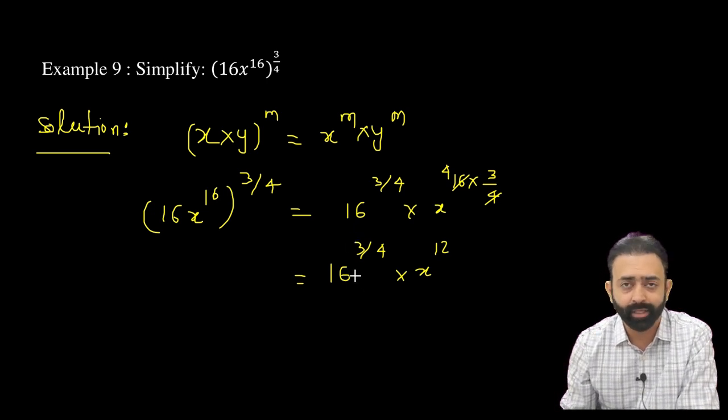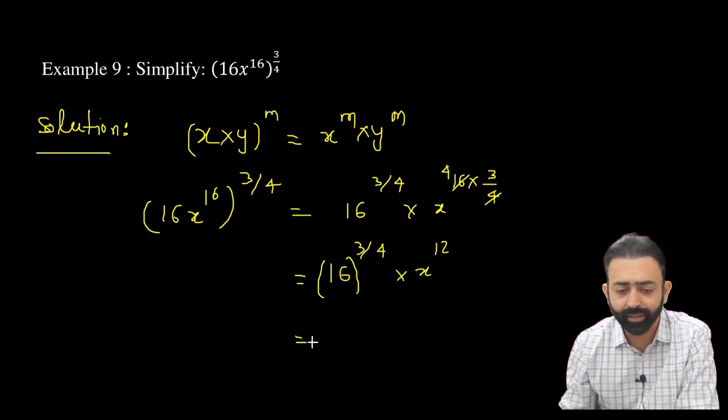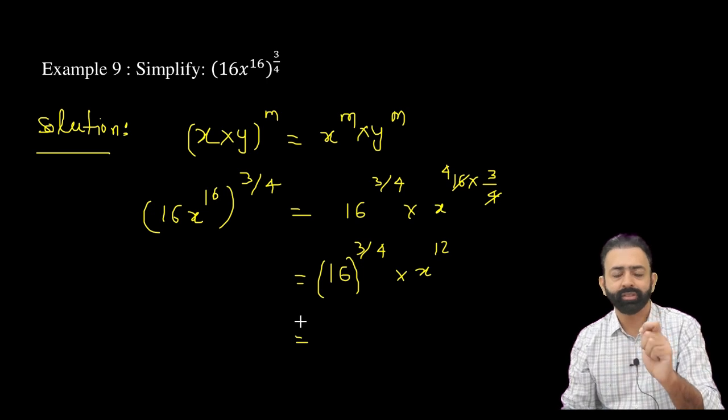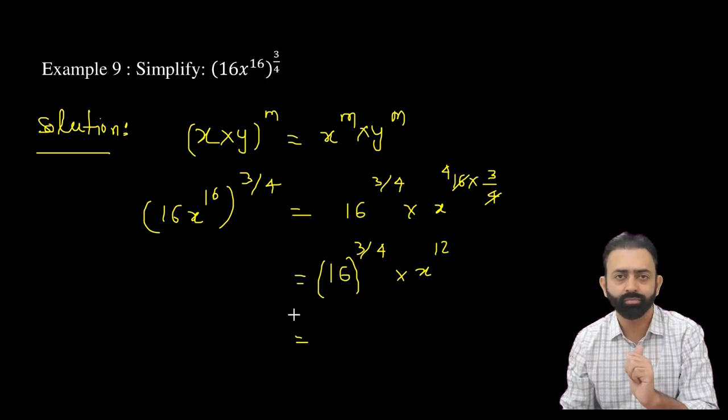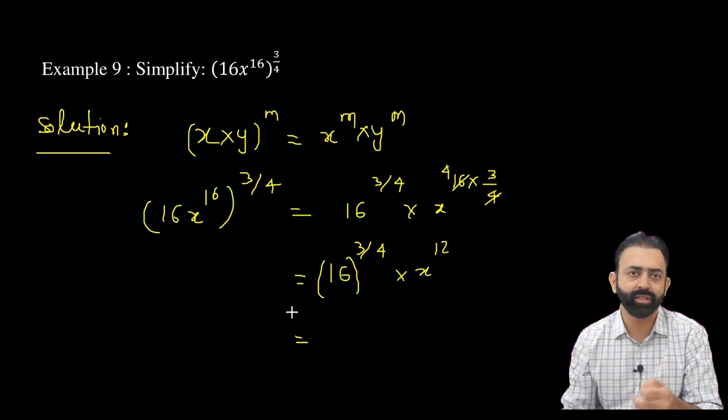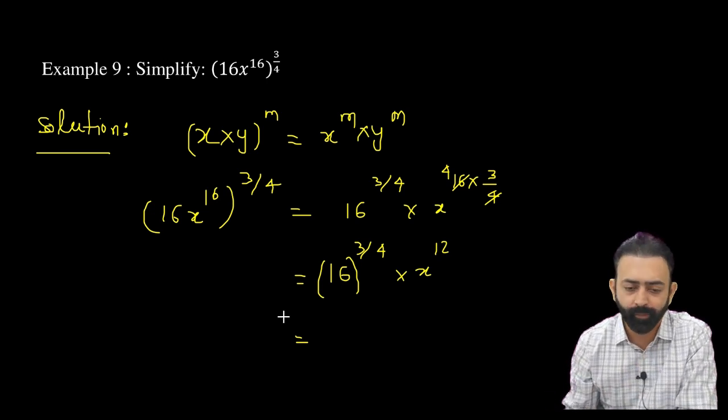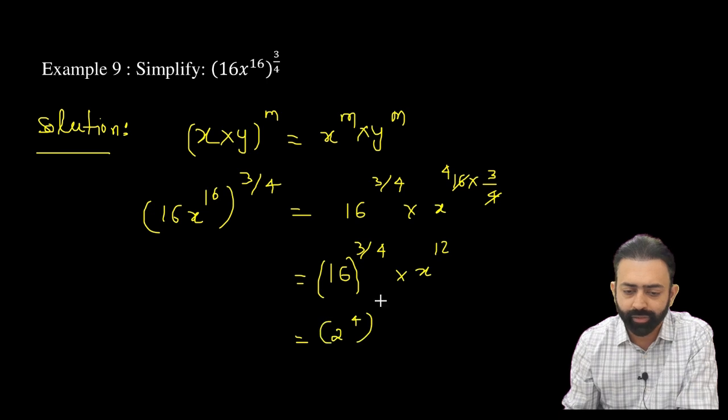So again, remember that if something is raised to power 3 by 4, the denominator is 4. So I need to write this 16 as something raised to power 4. And I know that 16 is in fact 2 raised to power 4. So I will write this 16 as 2 raised to power 4, raised to power 3 by 4, into x raised to power 12.